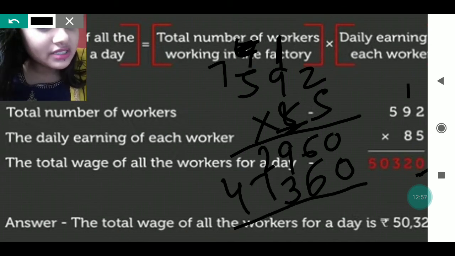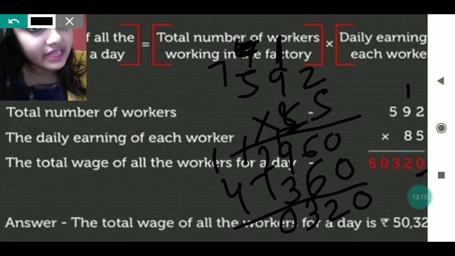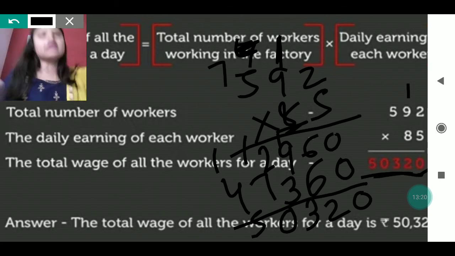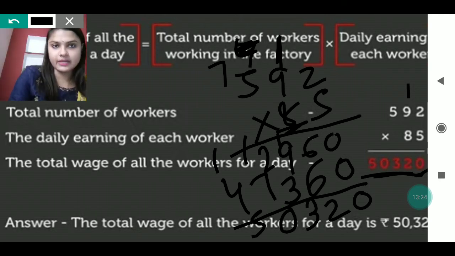Add it. 0 plus 0 is 0. 6 plus 6 is 12. So 2 downside, 1 we will take carry. 9 plus 3 is 12. Plus 1 is 13. So 3, again 1 carry. 7 plus 2 is 9. Plus 1 is 10. So 0 plus 1 carry. 4 plus 1 is 5. So have you got the same answer? Yes, we have got the same answer, but we have got it by doing the complete multiplication.